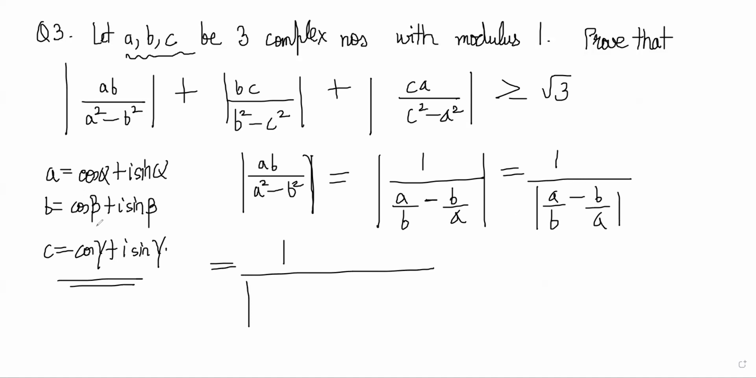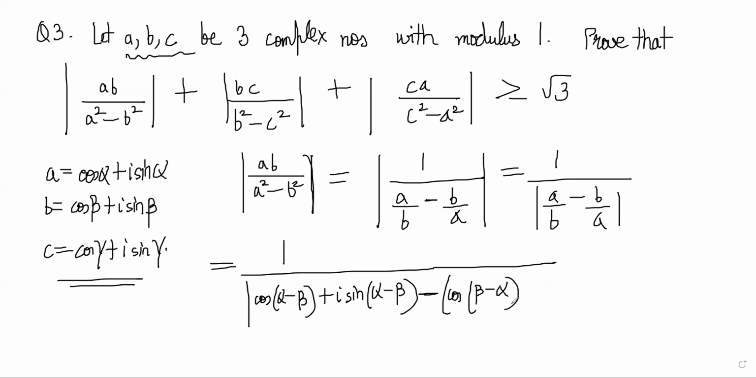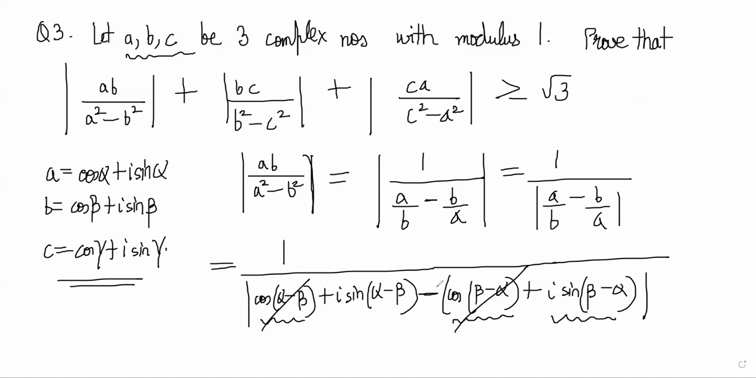So this is basically 1 by modulus of A by B minus B by A, which is equal to 1 by modulus of, A by B, what is A by B? It is cos of alpha minus beta plus i sine alpha minus beta, minus B by A, which is cos of beta minus alpha plus i sine beta minus alpha, right? So now notice that cos of alpha minus beta and cos of beta minus alpha are equal because cos is an even function. So this gets cancelled like this. And you have i sine alpha minus beta minus i sine beta minus alpha, which gets added and becomes the same thing.